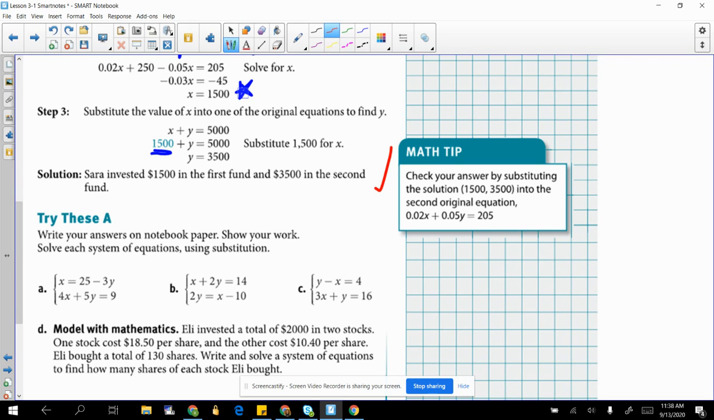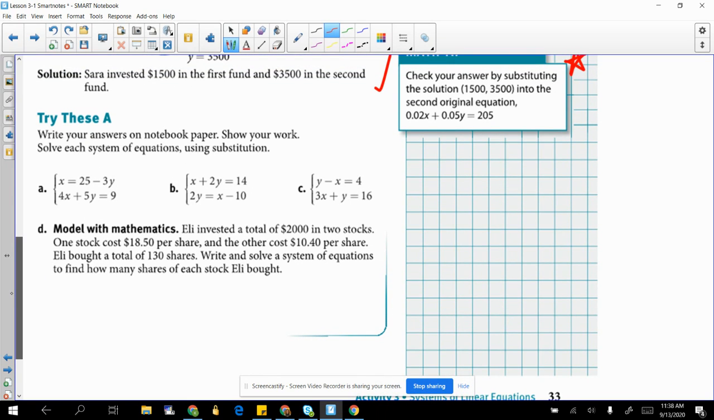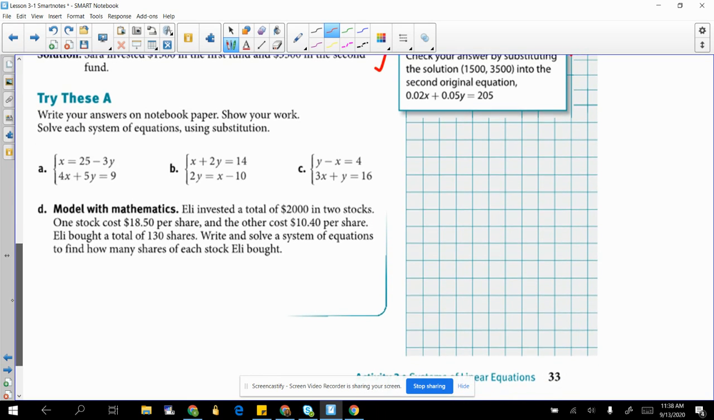Okay. And this little math tip here, which is a great tip, is to check your answer by substituting the solution, 1,500 for x, 3,500 for y, back into the original equation, the second one. Okay. All right, cool.